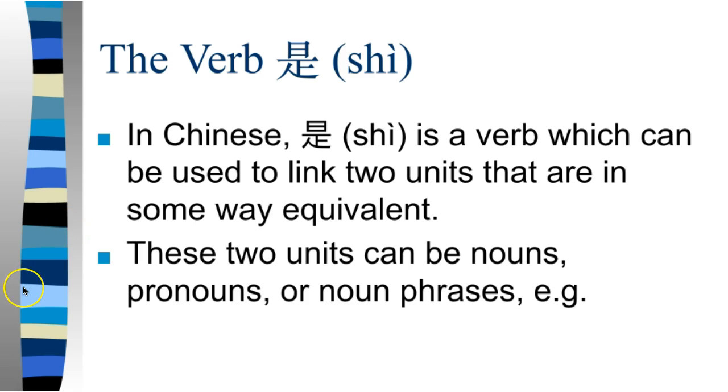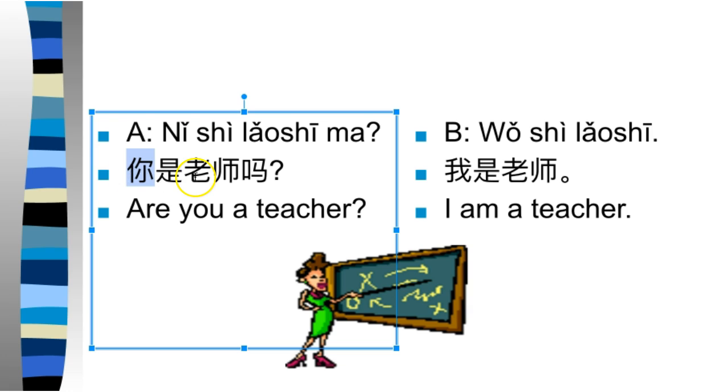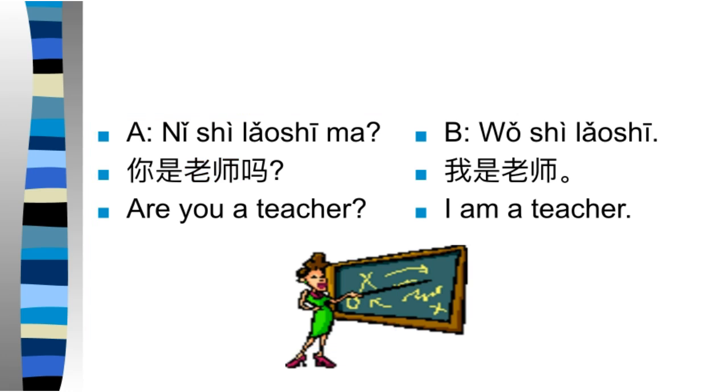So to put it in a more linguistic context, right? The linking verb 是 is used to link two units that are in some way equivalent, such as nouns, pronouns, noun phrases, and so on. Let's look at an example. Are you a teacher? 你是老师吗? And the response is 我是老师. Notice, here's the pronoun, the subject, and the noun is 老师.